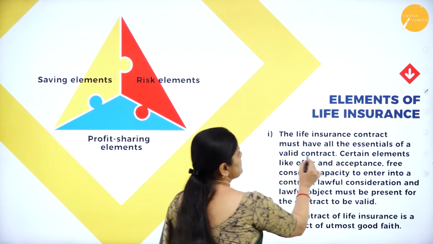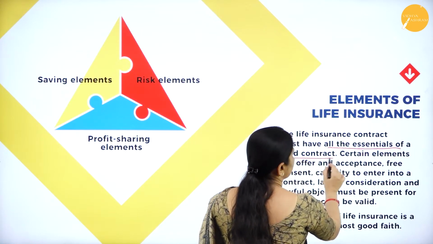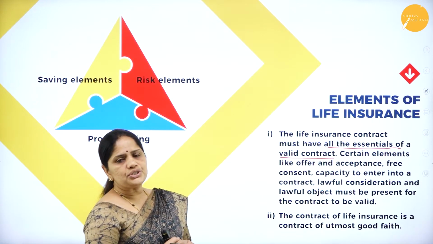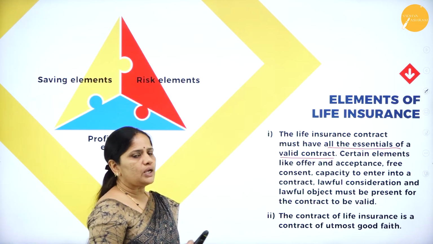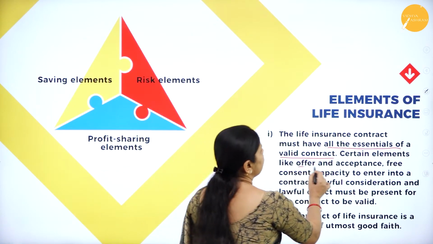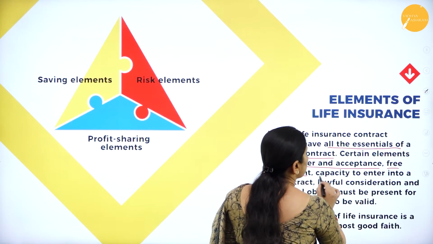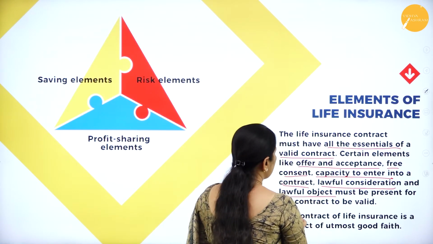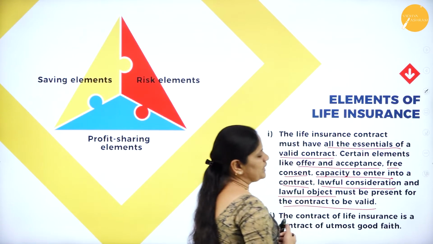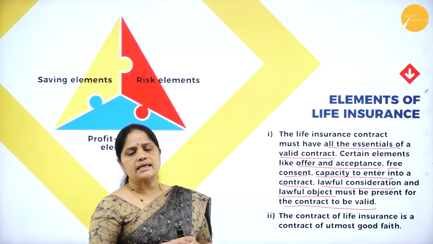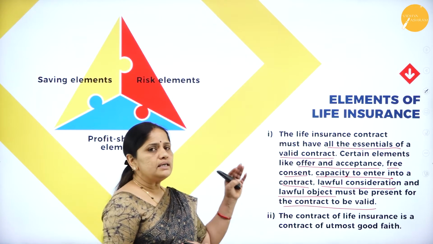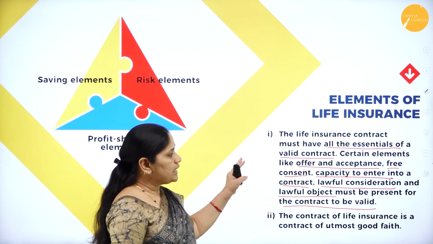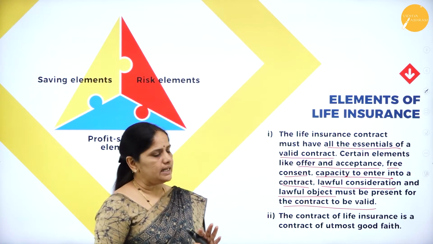Now, the life insurance contract must have all the essentials of a valid contract. Now, we know what the essentials of a valid contract are. It should be a contract between two parties who are equal, and certain elements like offer and acceptance, free consent, capacity to enter into a contract, lawful consideration and lawful object must be present for the contract to be valid. Just like any other business contract, the life insurance contract between the insurance company and the insured will contain all those elements.